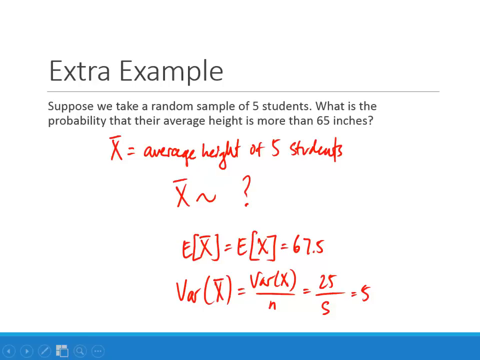But I have no idea what the distribution of x bar is. Right? So if I want to know the probability that x bar is bigger than 65, I still don't know how to calculate that. So in the case where we don't know what the distribution of x is, and our sample size is still small here, so we would just have five students we're looking at, I don't know how to answer this question yet. I still can't do it using the techniques that we've used in this class.